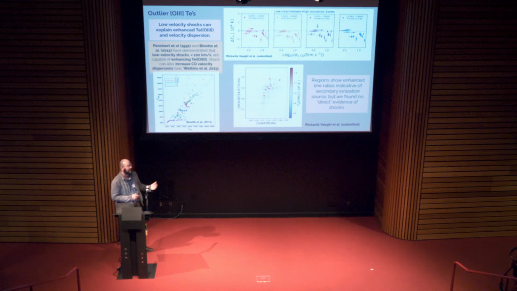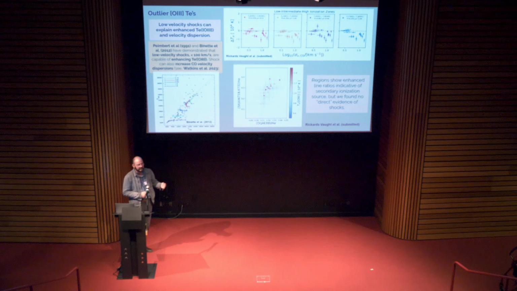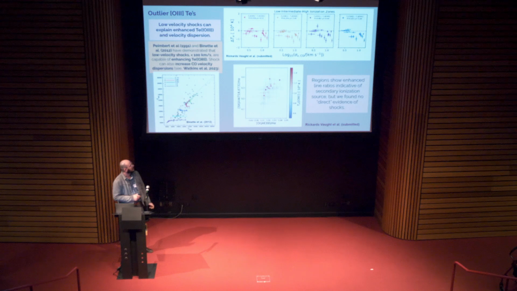We did look for these shocks in both emission line ratios and in the kinematics in our spectra. These high O3 temperature regions seem to have emission line tracers that might suggest a secondary photoionization or secondary ionization source, but we weren't able to detect any kinematic evidence for low velocity shocks. So it's definitely a case of, is this plausible? We think so.